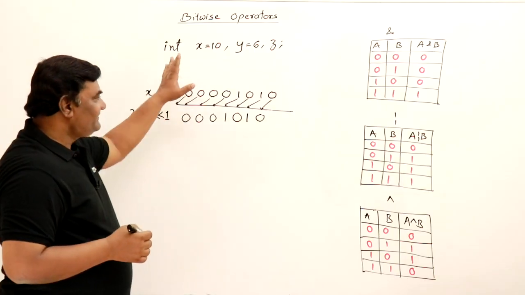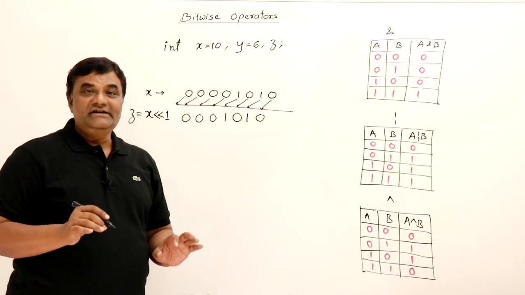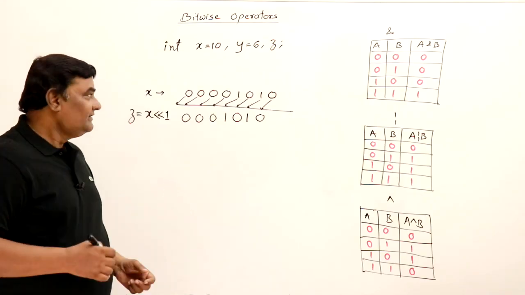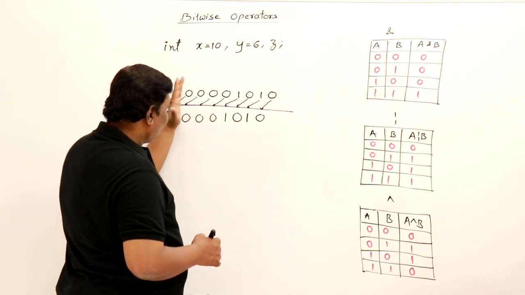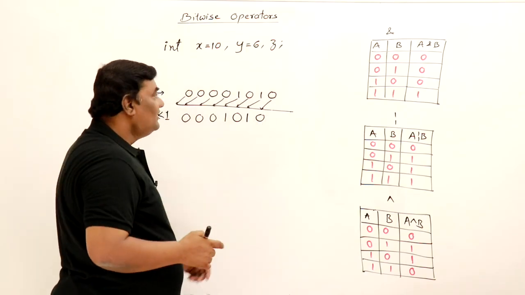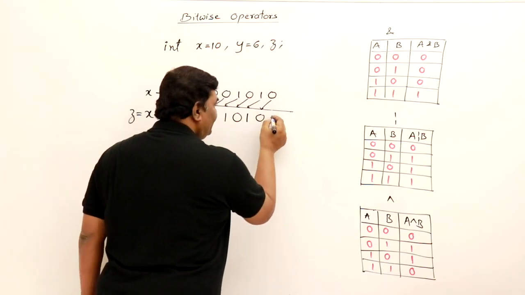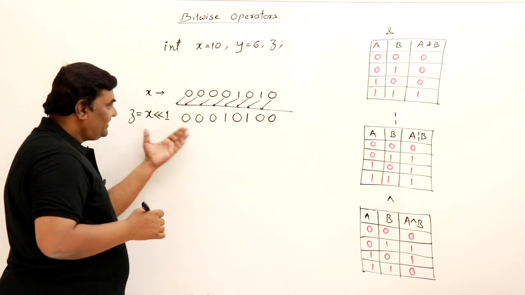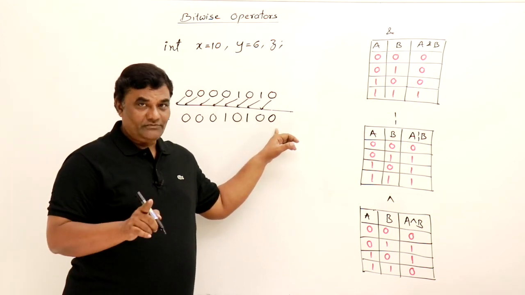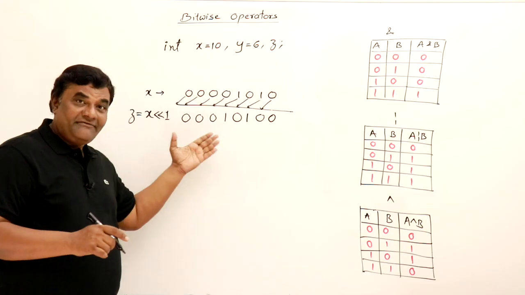As it is an integer, it takes 4 bytes, but we are looking at only 8 bits, that is 1 byte, just to understand it. Now, if you look up to here, this bit is vacant now. So that will be automatically filled by 0. When you are shifting, one of the bits becomes vacant, so that has to be filled with 0. So all the bits are shifted by one place.